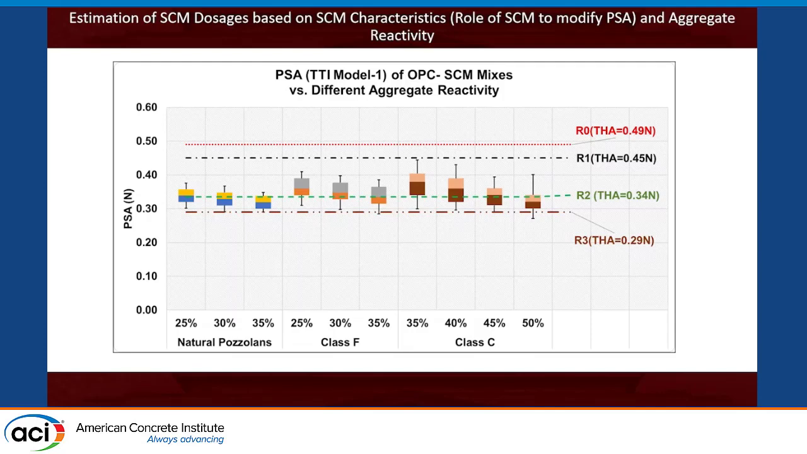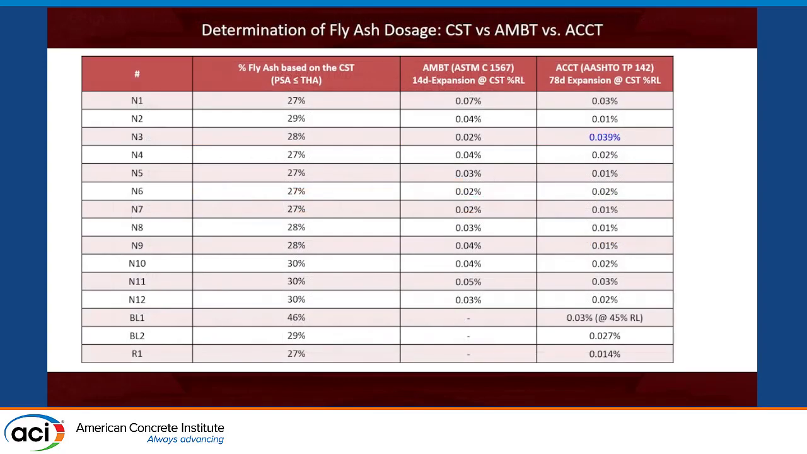So our way, you can capture the reactivity of the aggregate and the fly ash characteristics. Fly ash characteristics means how it modifies the pore solution. These two fundamental characteristics we apply to calculate how much you need to mitigate ASR.